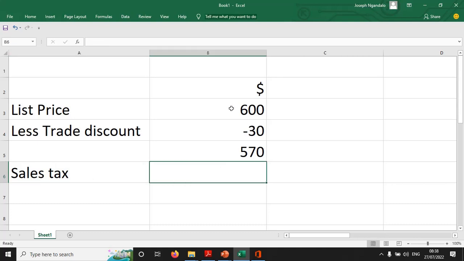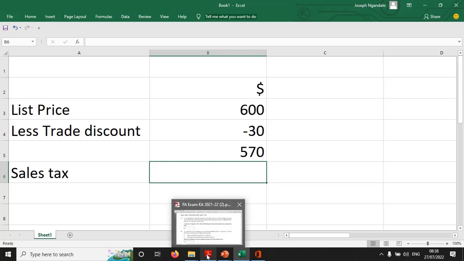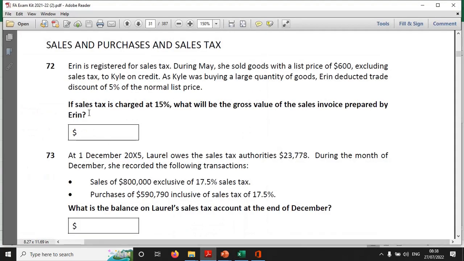And of course, a lien is registered for sales tax during the year she sold goods with a list price of 600, excluding. Have you heard that word? Excluding, meaning that now we just have to compute a percentage. It has to start simple. Do you know that the included one is the one that is difficult? Okay, so let us proceed.